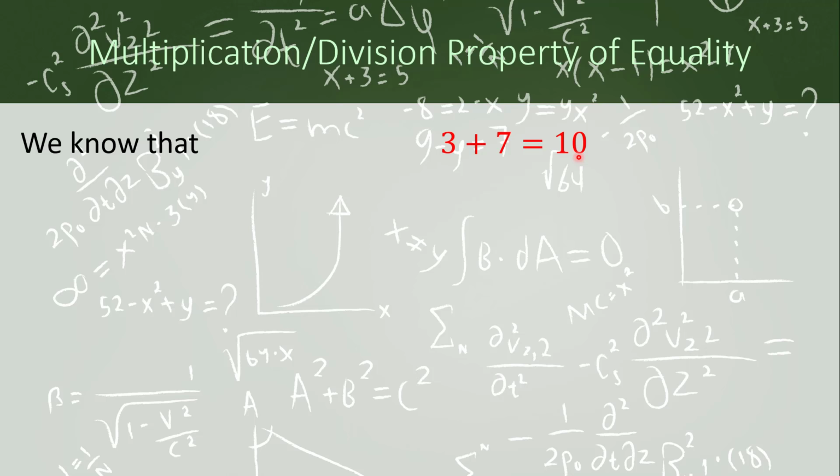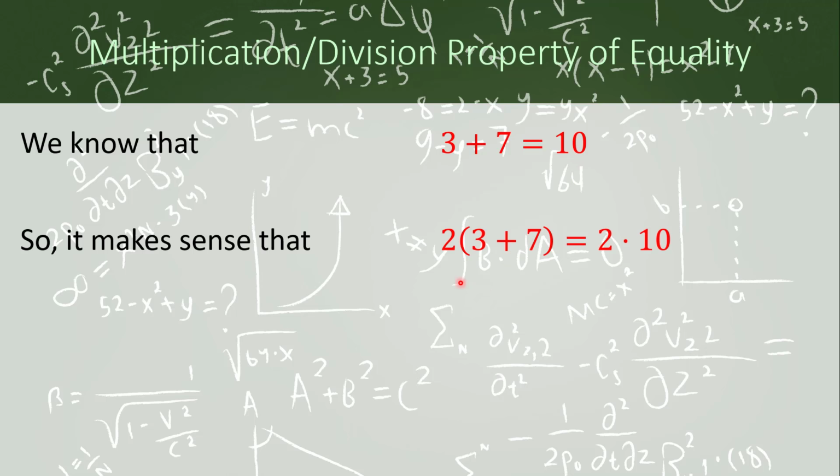Well, if we multiply both sides by 2, we still have a true statement. 3 plus 7 times 2 is equal to 20, as is 2 times 10. Furthermore, if we divide both sides by 2, we have, yet again, a true statement. 3 plus 7, that quantity divided by 2 is 5, and 10 divided by 2 is 5.